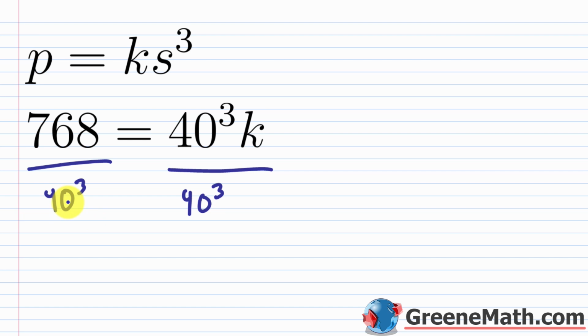So for this one, again, if you're having trouble with your calculator, 40 cubed is 64,000. So you can just type in 768 divided by 64,000, or you can type in 768 divided by 40 cubed if your calculator will do it. This will cancel, and you're going to get K is equal to 0.012. So that's your value for K.